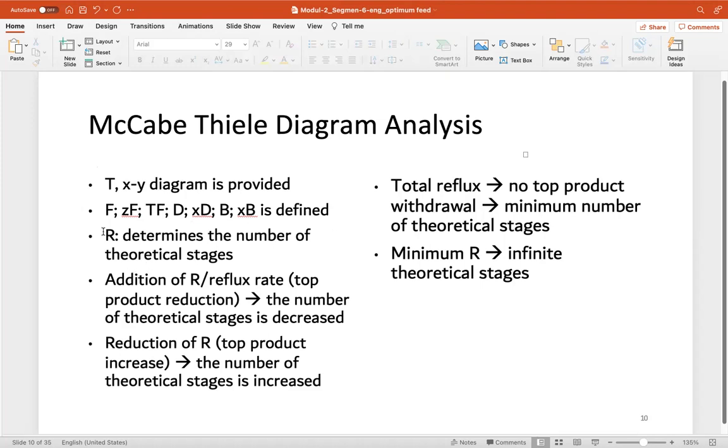And then usually we want to find the R, that's the outcome, to determine the number of theoretical stages. Okay. And again, if we increase the reflux, then the number of stages would decrease. While if we decrease the reflux, then the number of theoretical stages increases. So the extremes of those two reflux rates are total reflux, where there is no top product withdrawal, or a minimum reflux, where we have a very, very high, infinite number of theoretical stages.